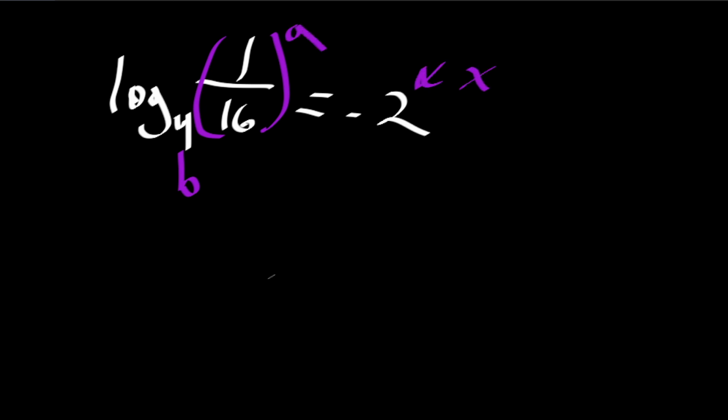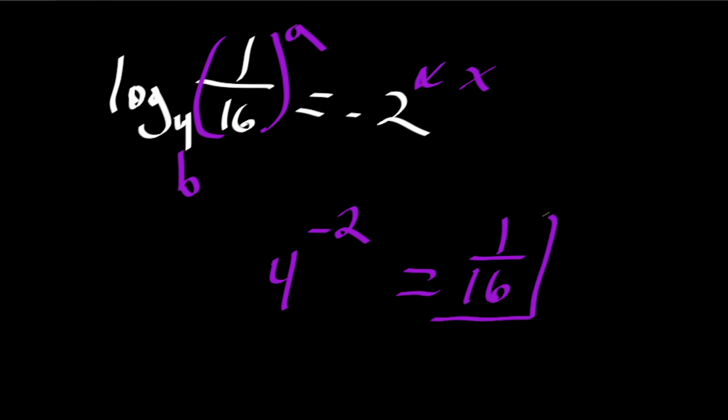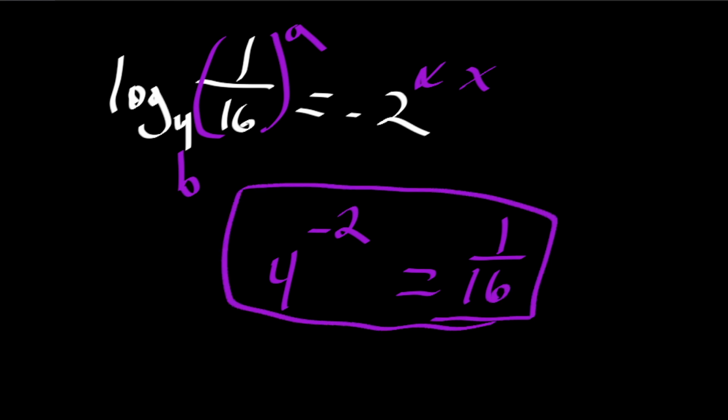So if we rewrite this, we're not really changing anything. We're going to say 4 to the negative 2 equals 1 over 16. And if you remember anything about exponent rules, if we have a negative exponent, that means this would end up being 1 over 16. So this is all true.